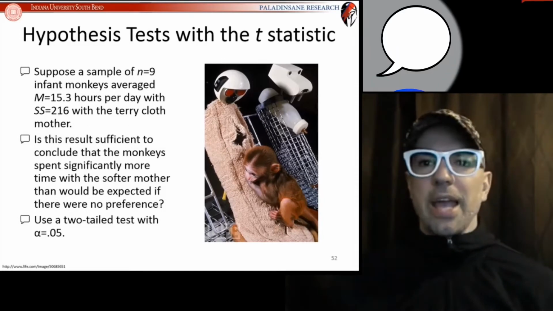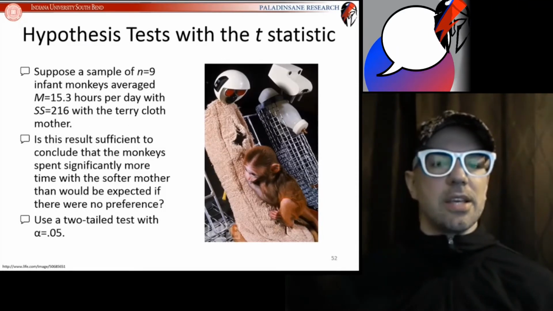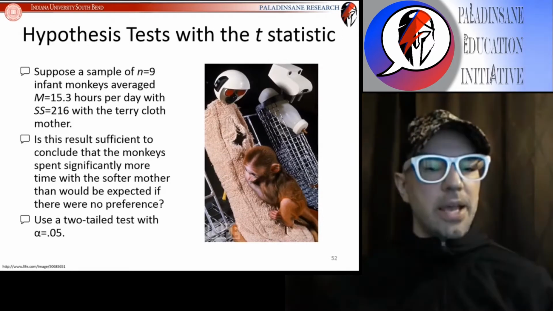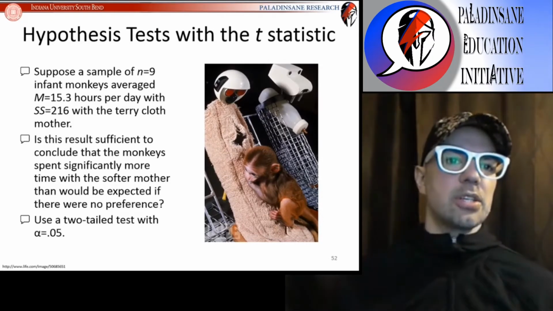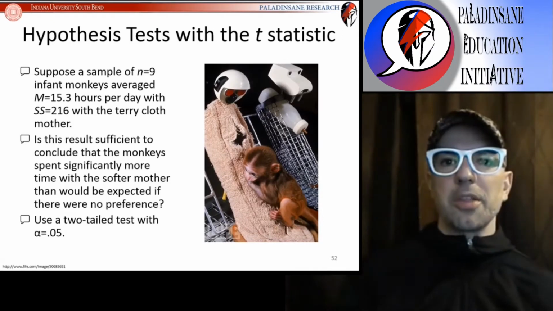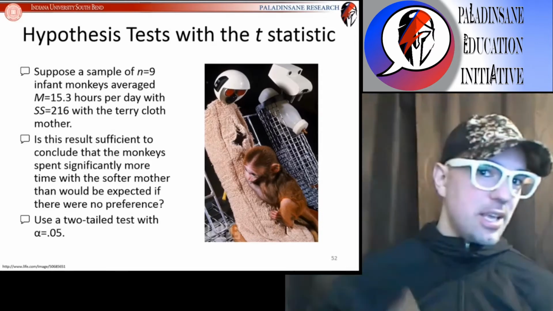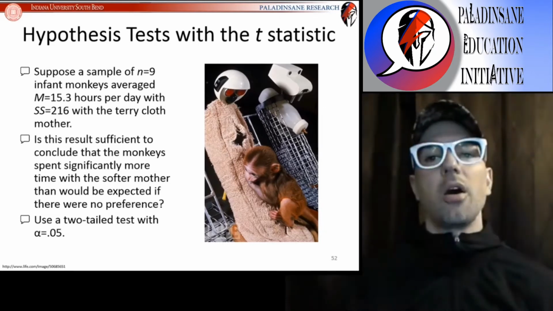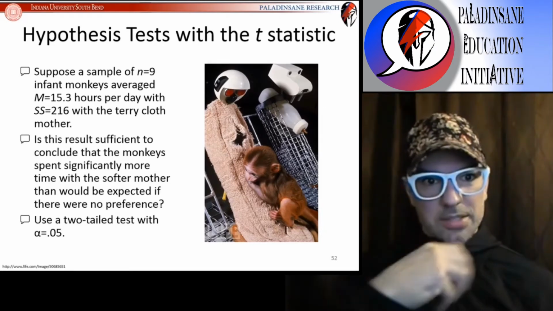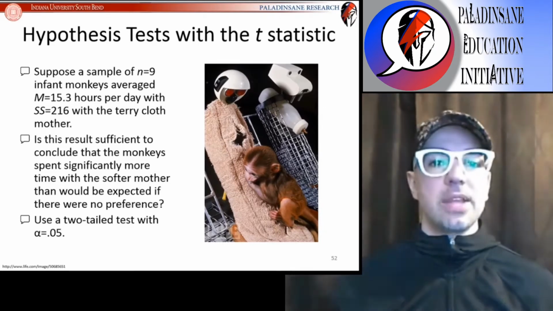All right, so suppose that we had a sample of 9 infant monkeys, and they averaged 15.3 hours per day with a sum of square deviations of 216 with the terry cloth mother. So we're going to take this back to basics. We're going all the way, just so you can see all the bones, all the parts. We're going all the way back to the sum of square deviations, and we're going to start with that.